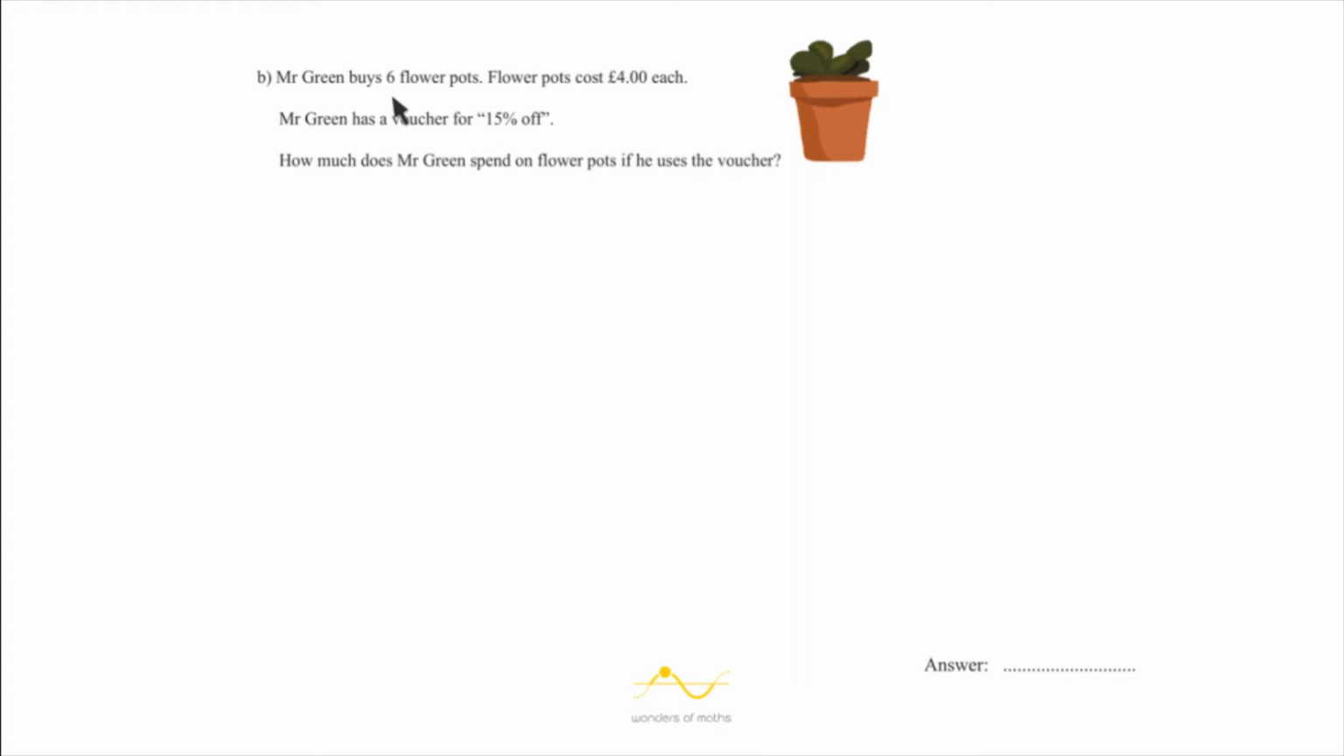Mr. Green buys 6 flower pots. Flower pots cost £4 each. Mr. Green has a voucher for 15% off. How much does Mr. Green spend on flower pots if he uses the voucher? First, you have to find how much 6 flower pots would cost normally, which is 6 times £4, giving you £24.